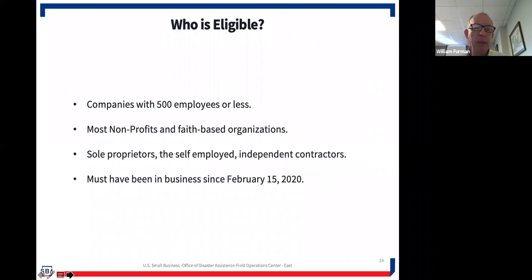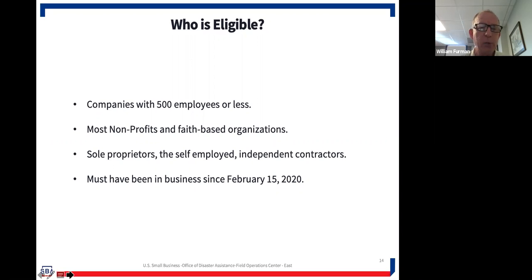All right, who is eligible? Again, it has to be a small business, 500 employees or less. Most nonprofits and faith-based organizations are eligible, and trust me, they have found out about this, and I think most churches have applied and are receiving funds through PPP. Sole proprietors, self-employed, and independent contractors are all eligible to apply as well, and that window for them opened last Friday on the 10th.